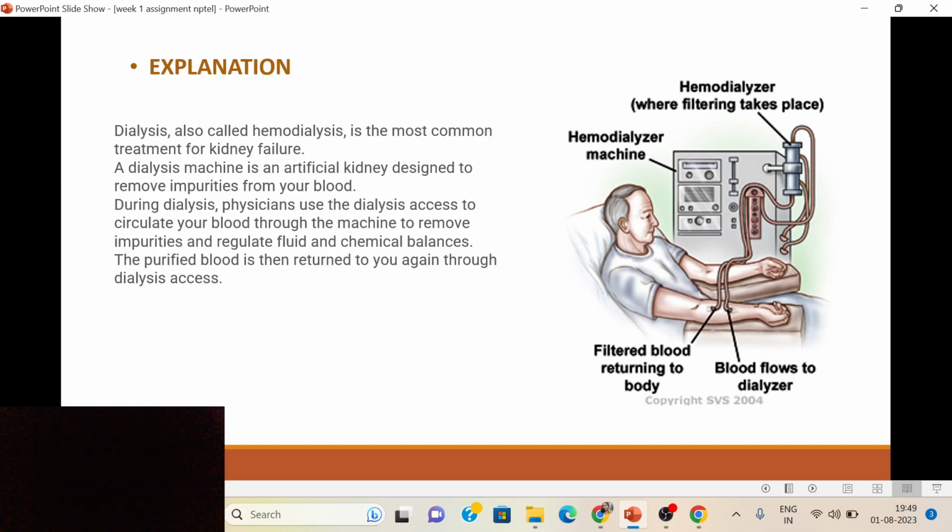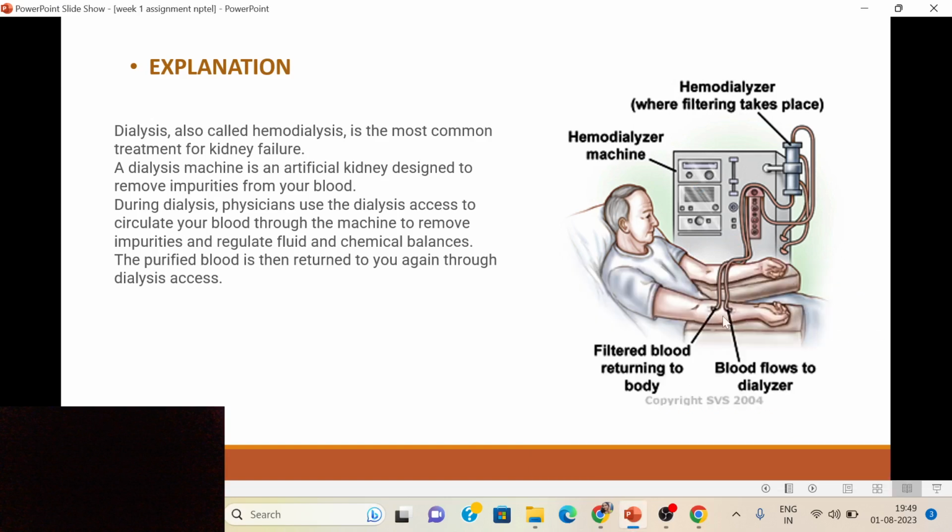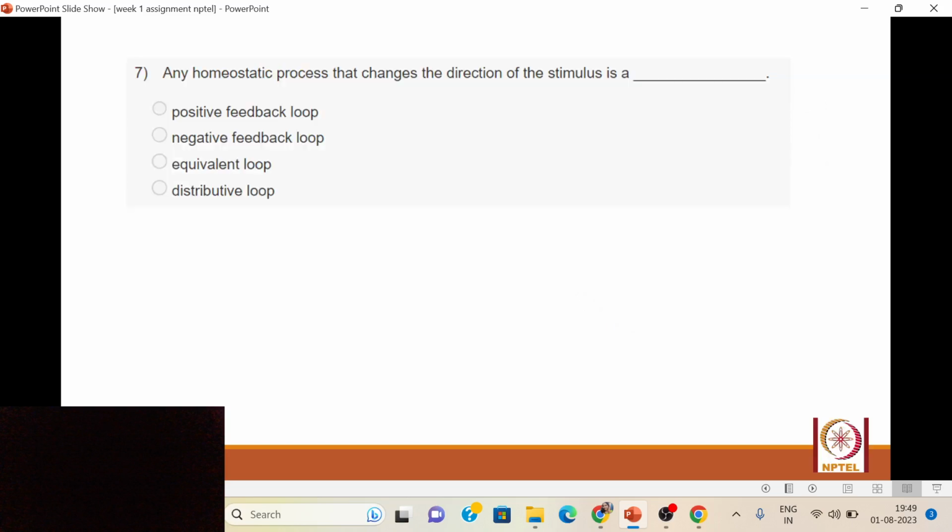So whatever function the kidneys were doing for us, if kidney failure is there, this machine will do it for you. During dialysis, physicians use the dialysis access to circulate your blood through the machine to remove impurities and regulate fluid and chemical balances, and then the purified blood is returned to you through the dialysis access. Okay, I hope it is clear. We'll move on to the next question.